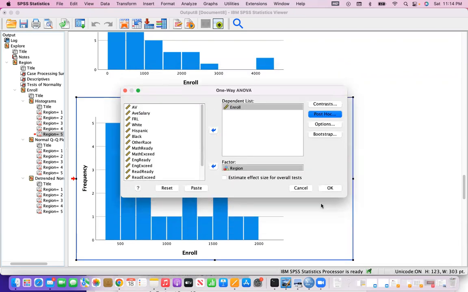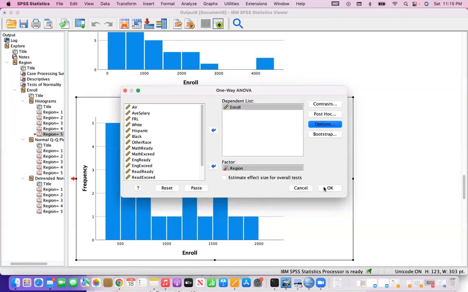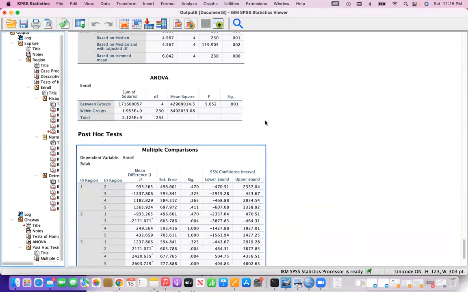We'll click continue. And now the next thing we're going to do is click on options. We'll click on homogeneity of variance because that is the other qualification that you would need to check if you're running this test to see if it's the best test for your data. And so we'll click here, continue, and then OK. Once we do that, looking at our homogeneity of variance, based on mean, we see that the significance is not greater than 0.05. So that particular qualification is not met. However, we're still going to use the one-way ANOVA.